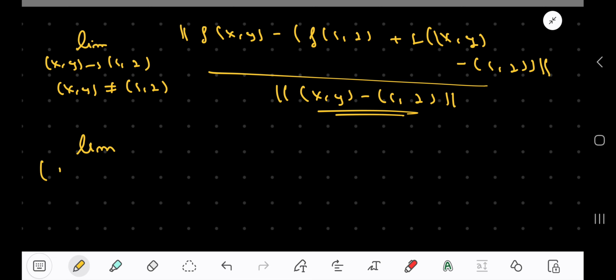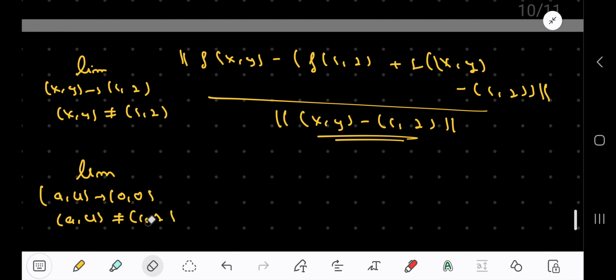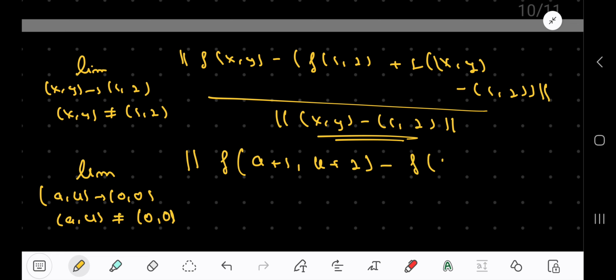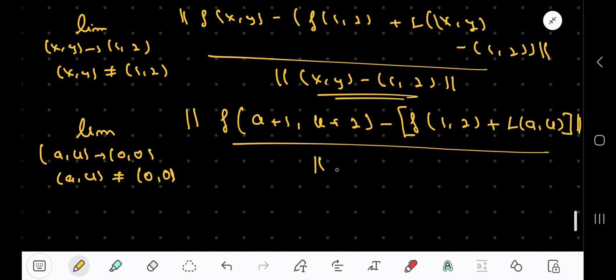So I can take this limit to be as (a,b) goes to the origin, (a,b) not exactly equal to the origin. And so how does this differ? So x becomes a plus 1, because I am replacing x by x minus 1, and x minus 1 is being taken to be a. So a is just x plus 1, this is just b plus 2 minus f of (1,2) plus this becomes L at (a,b) divided by norm of (a,b).